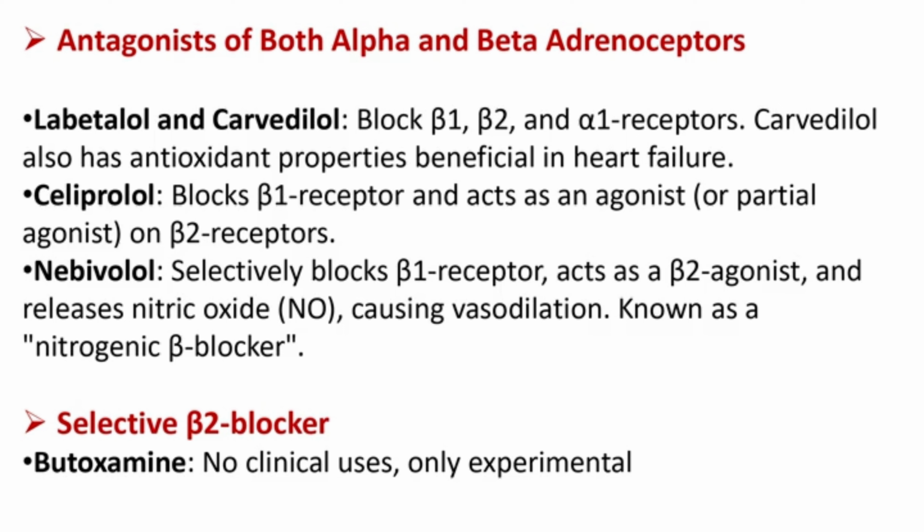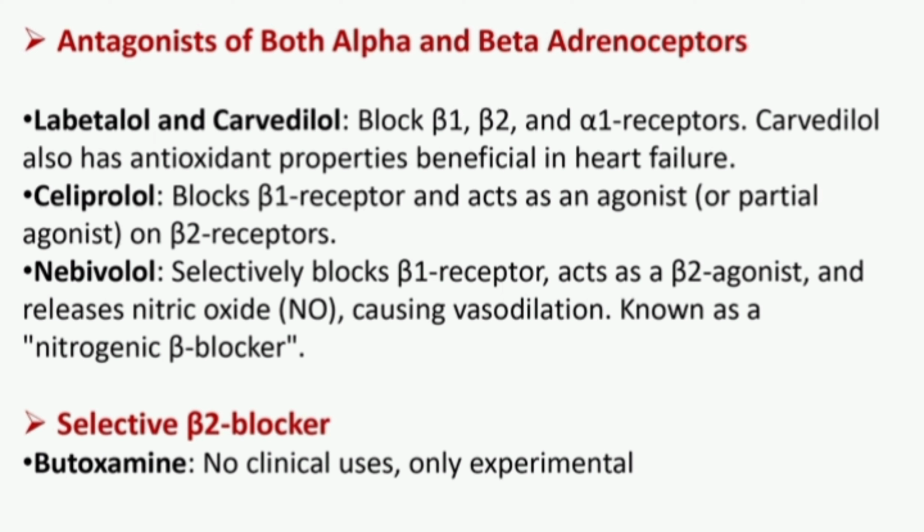The next classification is selective beta 2 blocker. That means it's only blocking the beta 2 receptors. Okay. One example mentioned here is butoxamine. They have no clinical uses, only experimental.